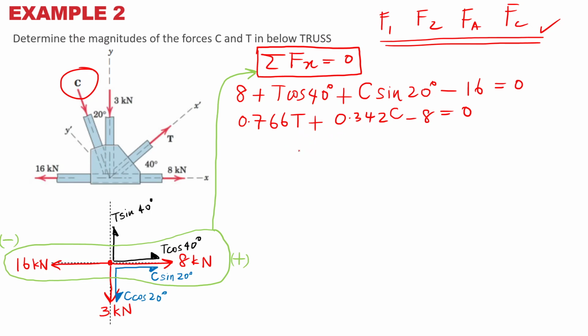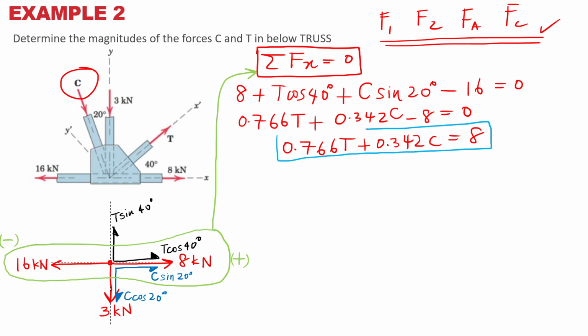Okay, your final equation will become 0.7660 T plus 0.342 C equals 8. This is your equation number 1. How about your equation number 2?